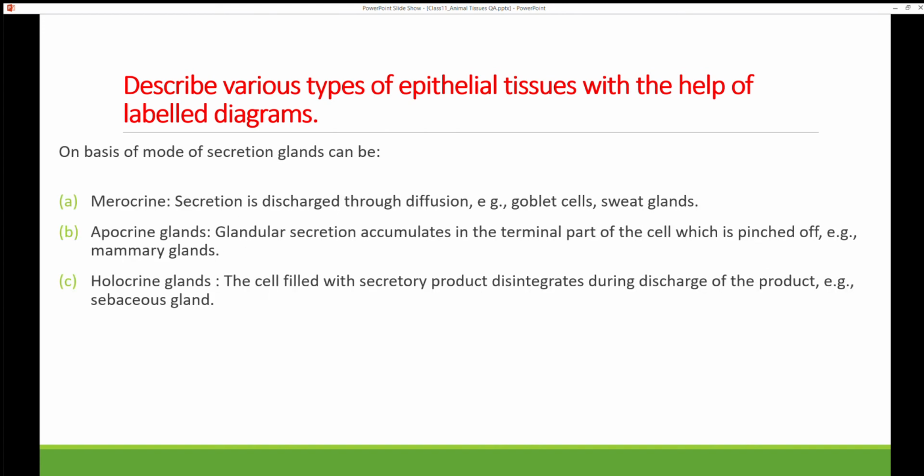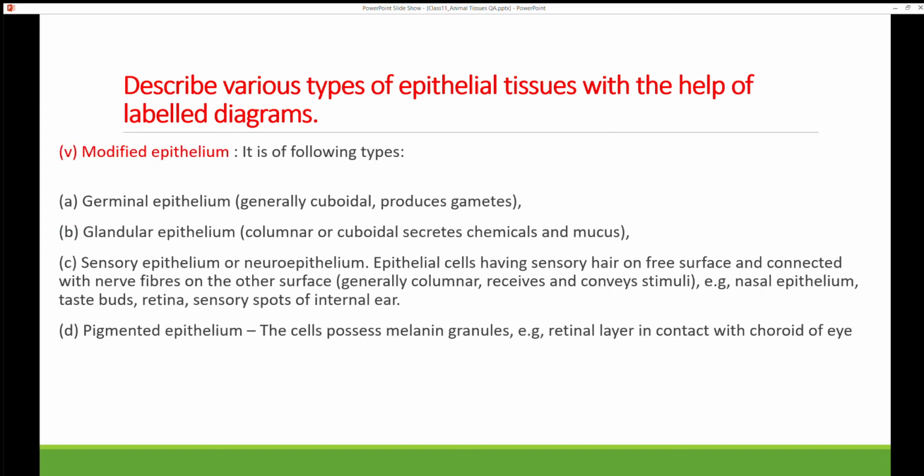Another classification is merocrine, apocrine, and holocrine glands. Merocrine is where the secretion is discharged through diffusion, then apocrine glandular secretion, and holocrine. Again, modified epithelium includes germinal epithelium, glandular epithelium, and pigmented epithelium. The retinal layer is in contact with the choroid of the eye, the sensory epithelium.